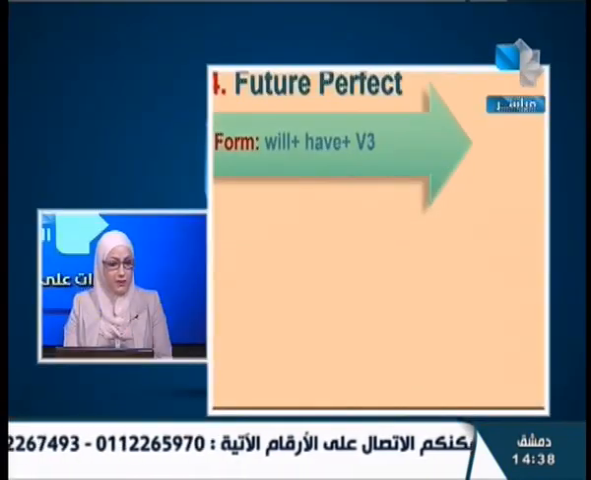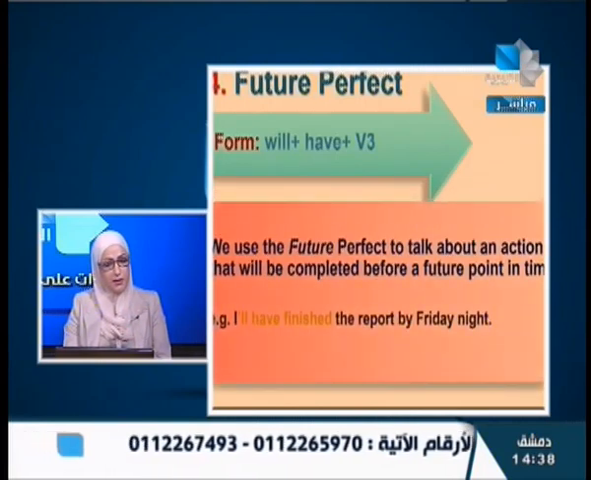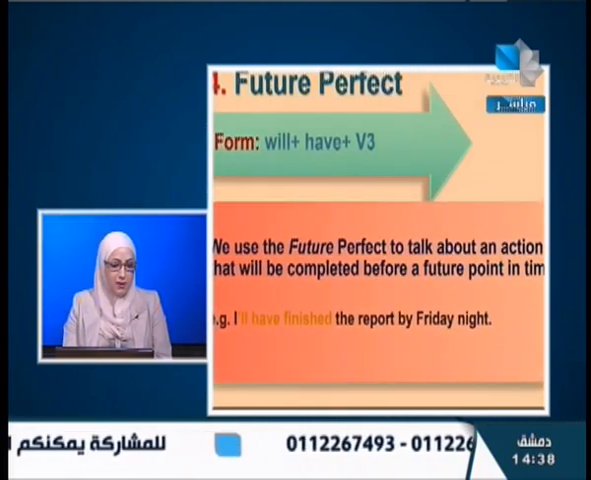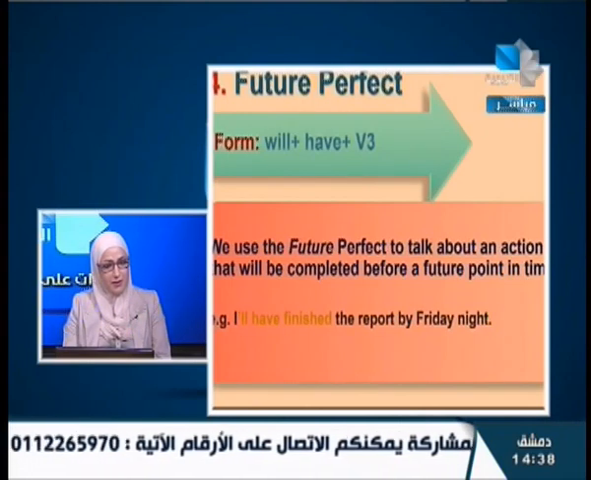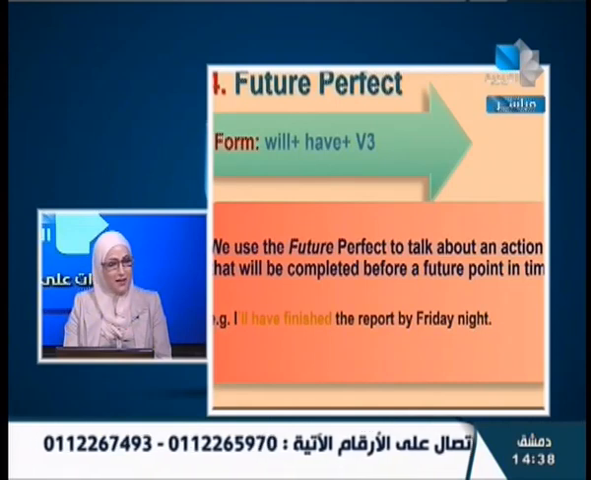Another form which is called the future perfect. First of all, we'll talk about the form. We use will plus have plus the past participle of the verb. We usually use the future perfect to talk about an action that will be completed before a future point in time. Example, I will have finished the report by Friday night. So by Friday night, I will have finished the report.